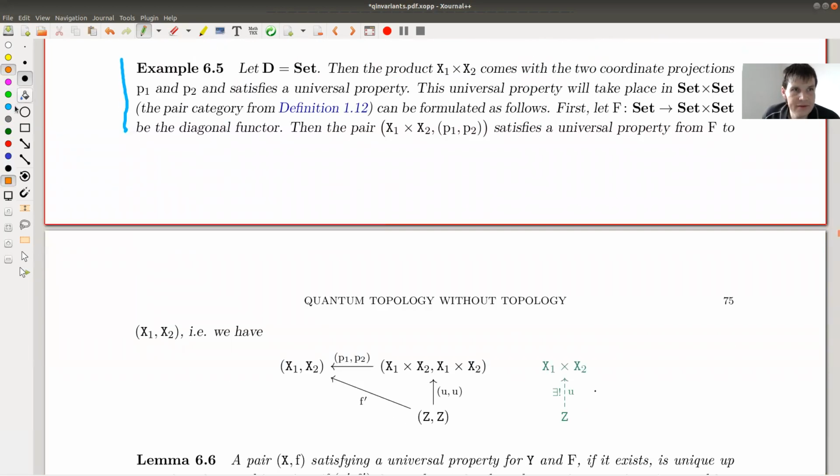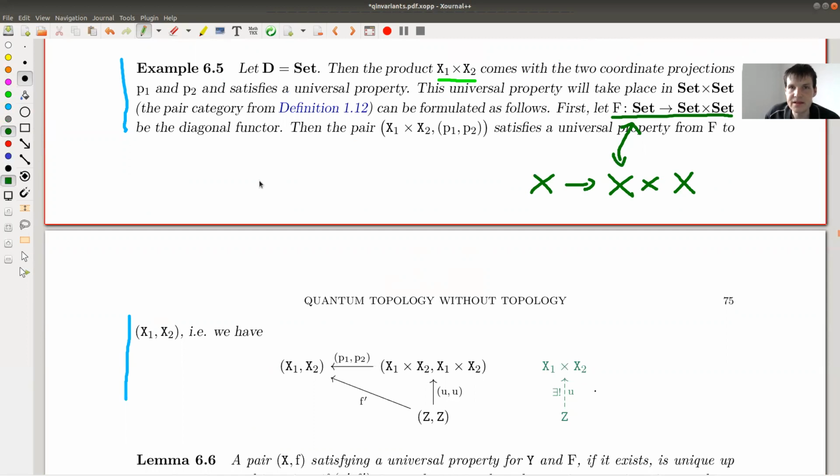Okay, so let's try to understand this in an example. The easiest I can do right now, because I haven't introduced direct sums yet, is the nonlinear version of a direct sum, and that's the Cartesian product of sets, x cross, or x1 cross x2. In order to have something universal, we need to fix a functor. The functor I want to fix is a very easy functor. It's called the diagonal functor. It sends x to x cross x.